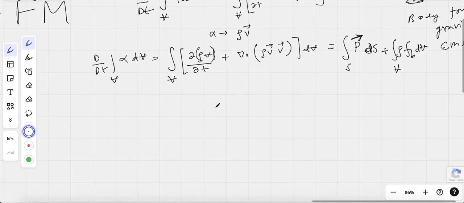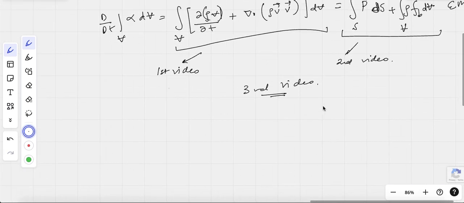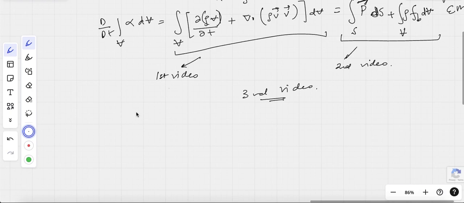Now we will take care of this portion and this portion separately, right? So this will be covered in this video itself. This portion we will do in the second video, and in the third video, we will see how these two are equated to get the Navier-Stokes equation.